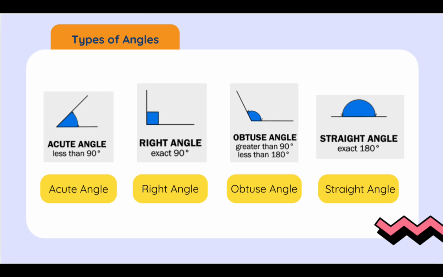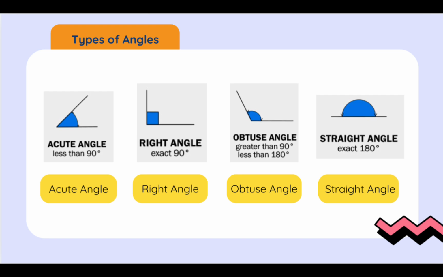Now we are going to be talking about different types of angles. Some of these angles you may notice from the protractor activity. First, we have an acute angle. This is an angle that is less than 90 degrees. Some people call it the small angle.